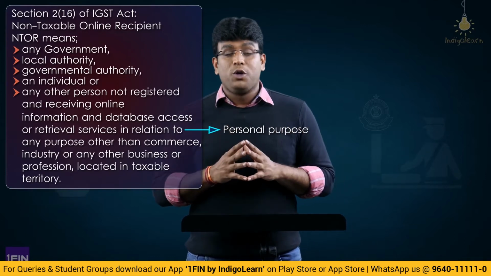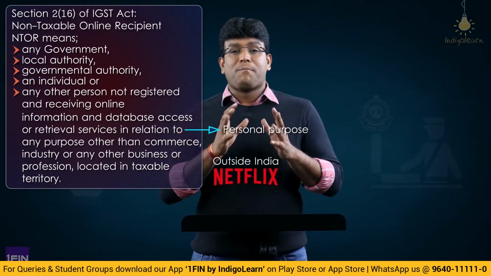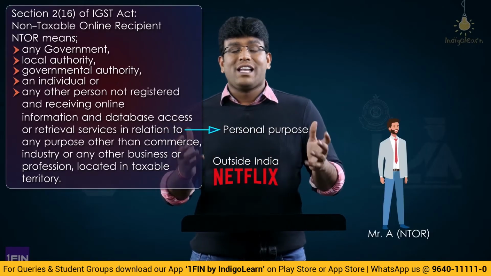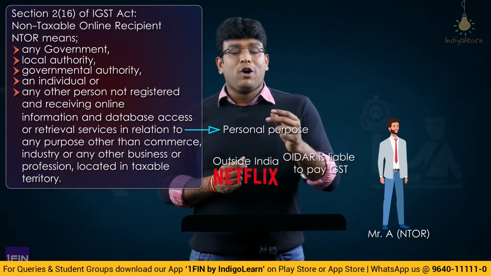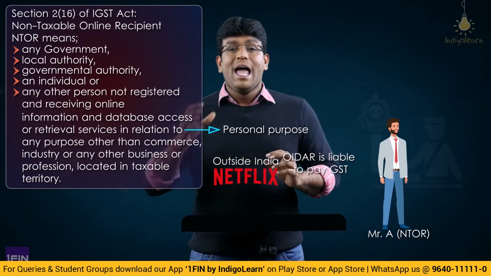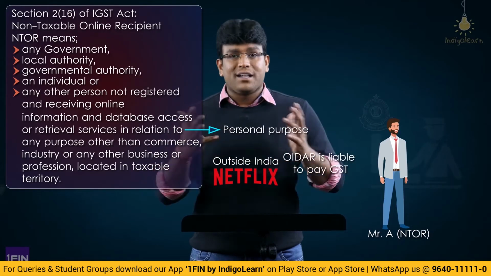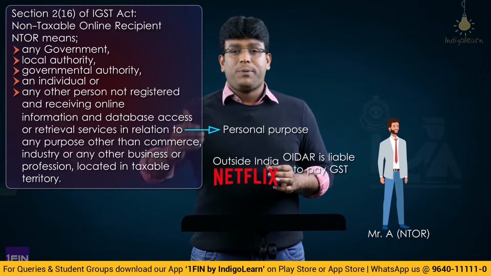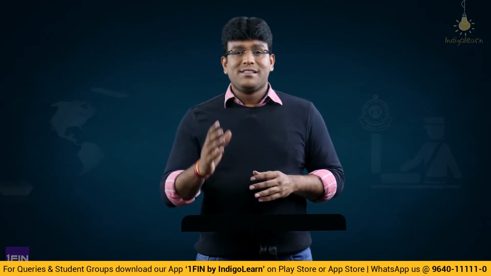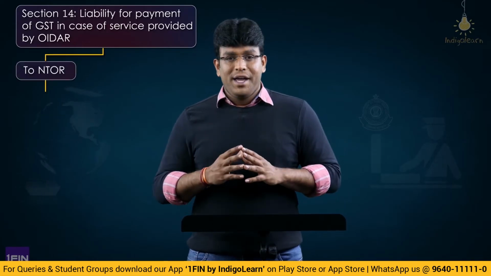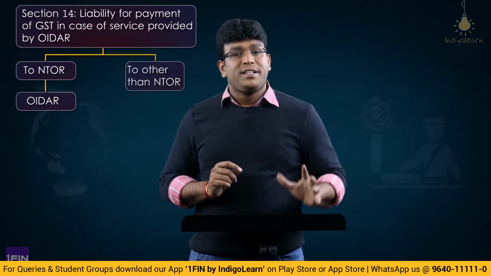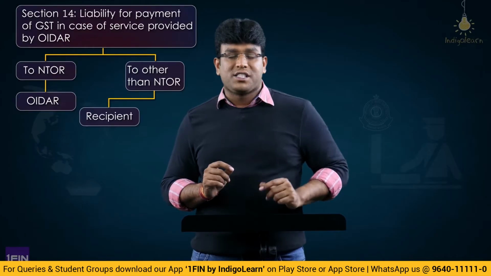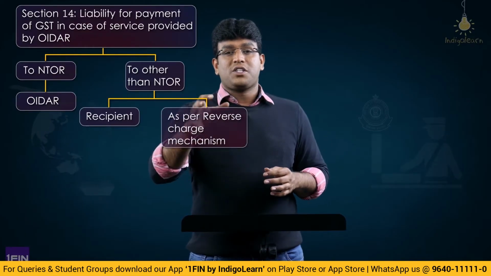So that's where I clearly told you the concept that when Netflix is supplying service to Mr. A, then who is liable to pay? Netflix is liable to pay because Mr. A is regarded as NTOR, because an individual who is unregistered person and taking service for a purpose other than commerce, industry, business or profession. So going back to section 14, section 14 clearly says if OIDAR is supplying service to NTOR, then OIDAR is liable to pay GST. And if OIDAR is supplying service to person other than NTOR, then recipient is liable to pay GST under provisions of reverse charge mechanism.